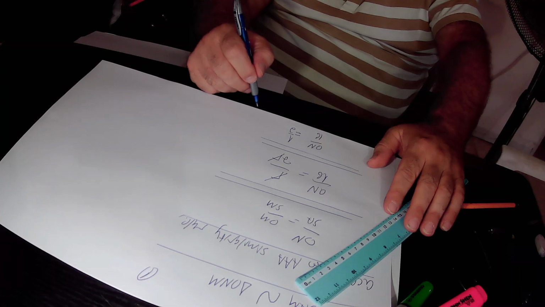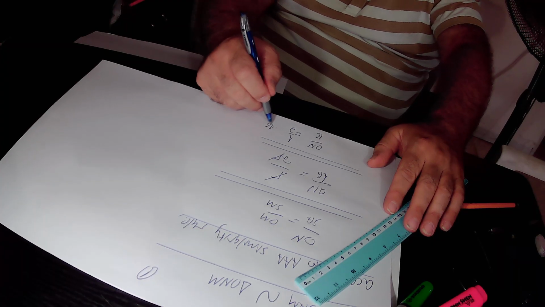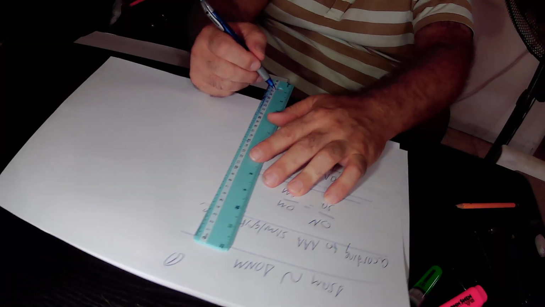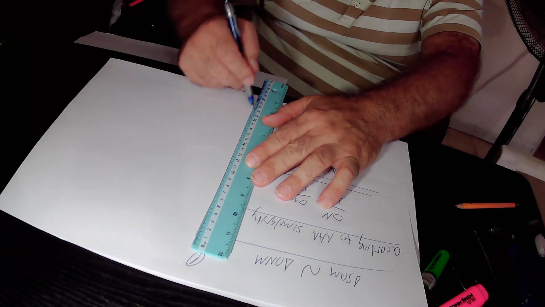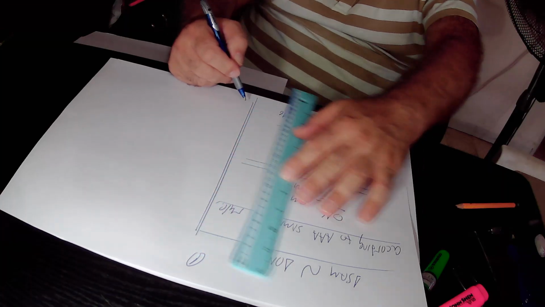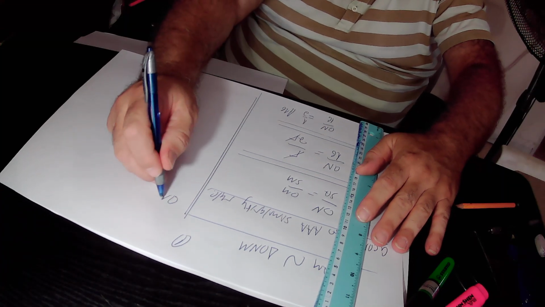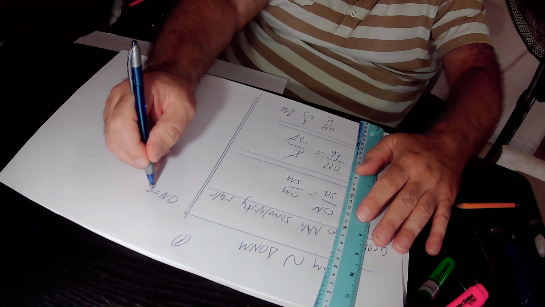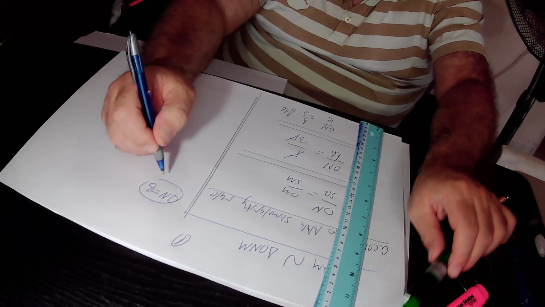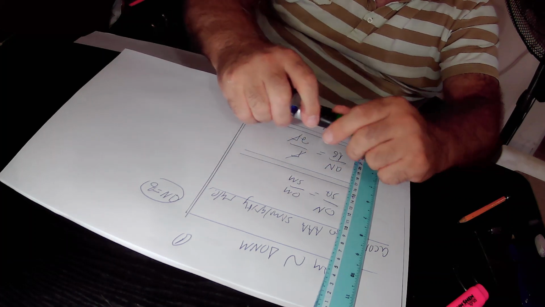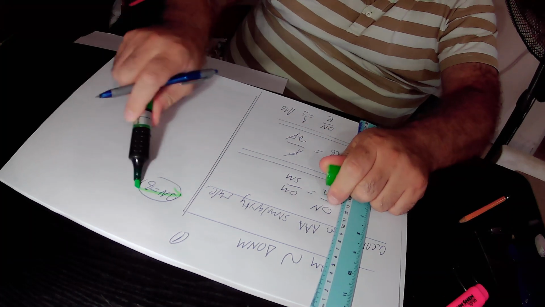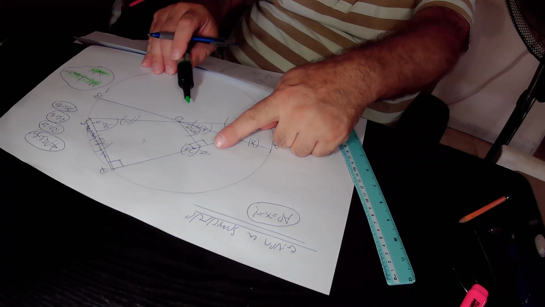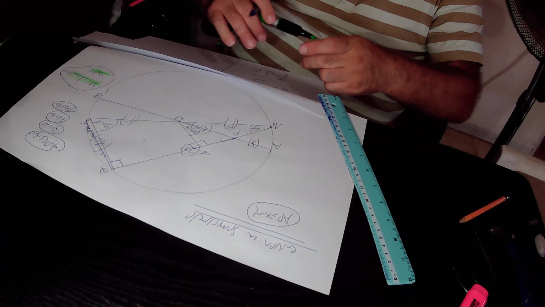Here we will multiply this equation by 16, and finally ON equals 16 over 2, that is 8. So we found that the missing side ON is equal to 8 units in length. This is the missing side ON that is equal to 8 units in length.